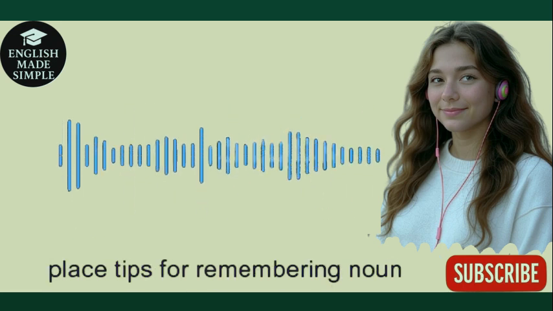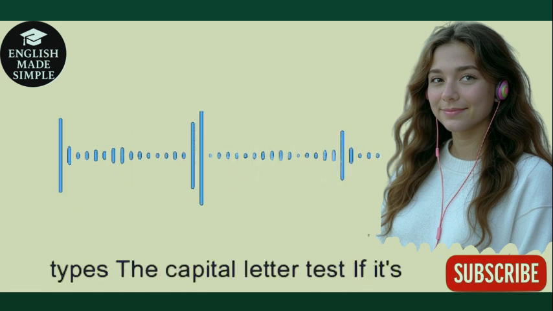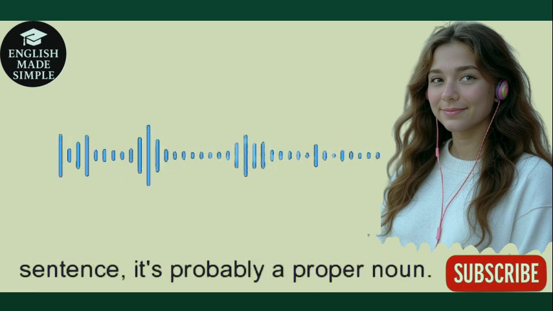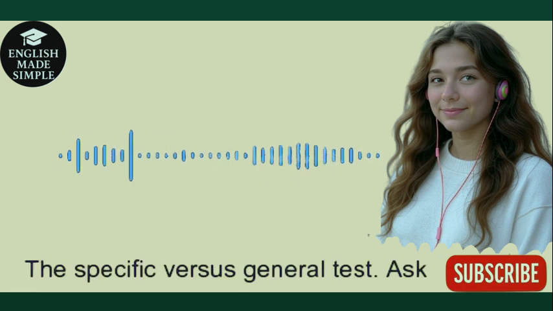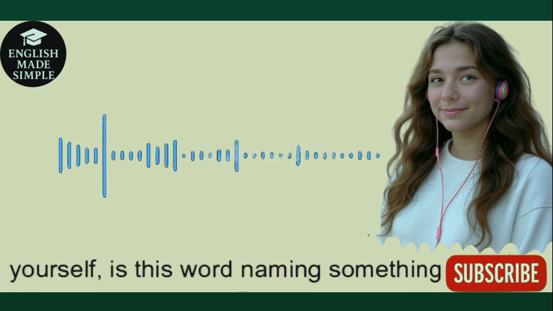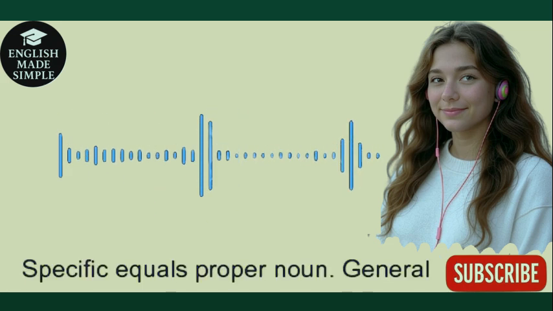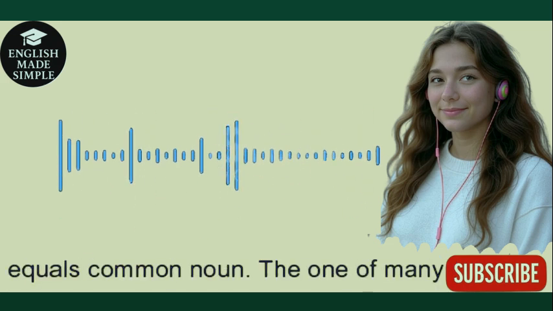Tips for remembering noun types. The capital letter test. If it's capitalized and not at the beginning of a sentence, it's probably a proper noun. The specific versus general test. Ask yourself, is this word naming something specific and unique, or something general? Specific equals proper noun, general equals common noun.